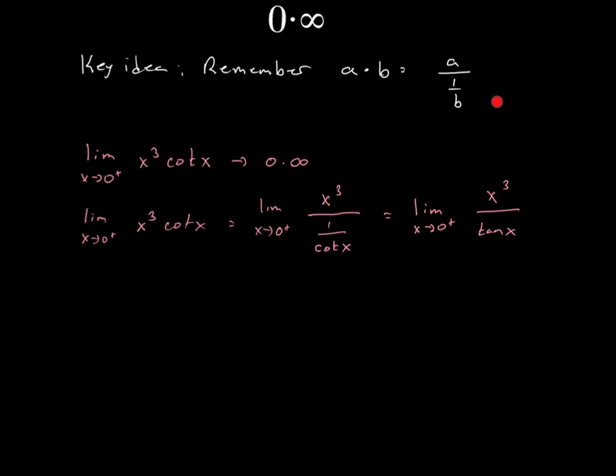And in doing that, when I have a 0 times infinity, if we were taking a limit and b goes off to infinity, then 1 over b would be going to 0. So that would give me 0 over 0 in that case. Okay, so let's take a look at an example here.